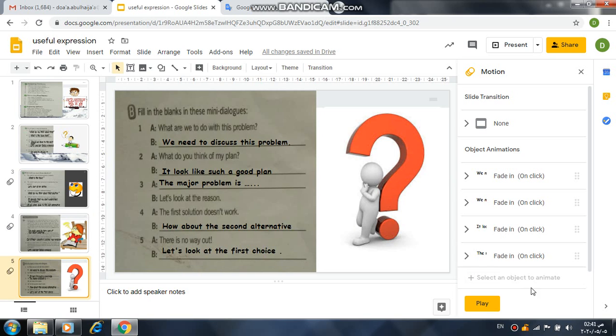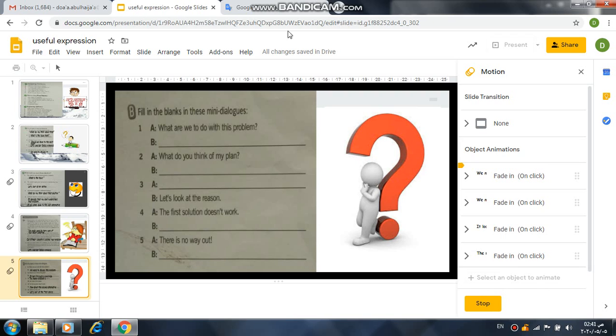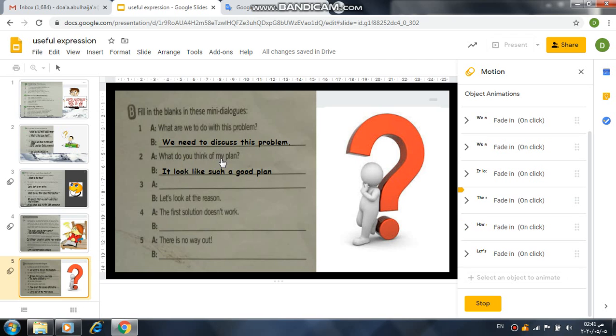In exercise B, we need to fill in the blanks in these dialogues. Number 1, what are we going to do about this problem? I think we will go to number 2, discussing points: we need to discuss this problem. Number 2, what do you think of my plan? Also, we will go to number 2, discussing points: it looks like such a good plan.